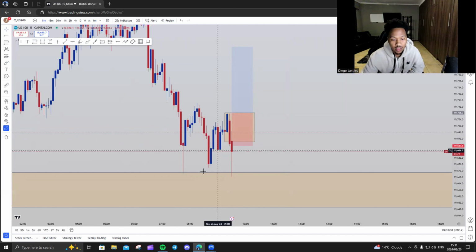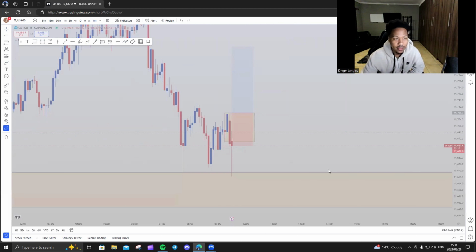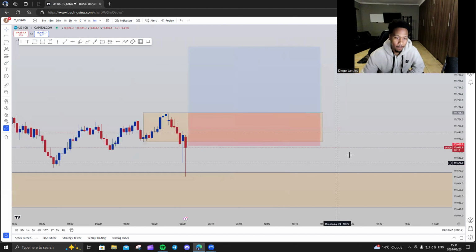Look at that. Those lows are now being violated. Also violated that low right there. So that's clean. That's clean. So let's wait.